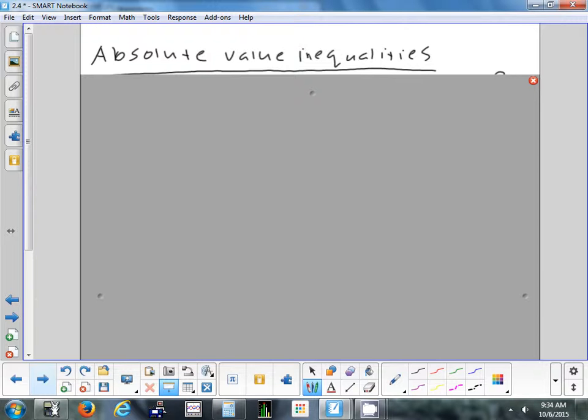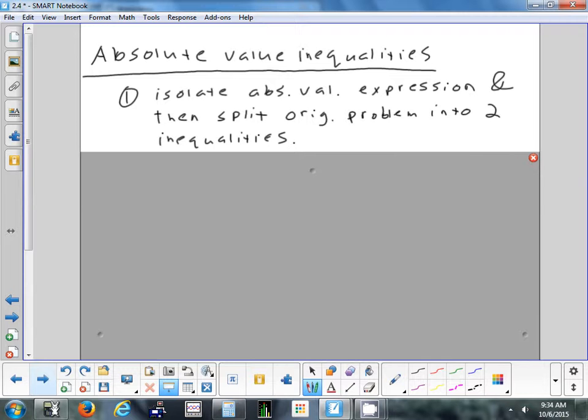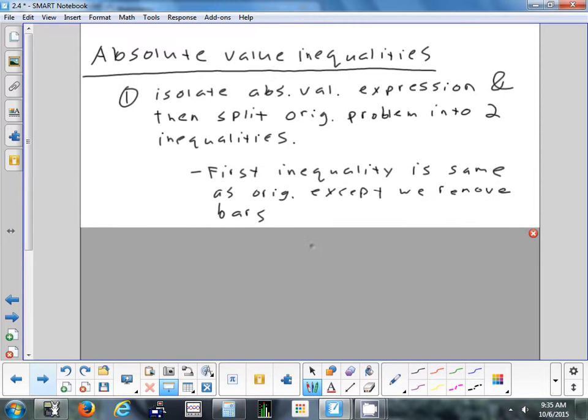I think this is the last thing before we just do some more graphs. Okay, graphing, or even solving algebraically, absolute value inequalities. Pretty much the same as we did yesterday with absolute value equations. You're going to take the original problem and split it into 2. In fact, the first step is exactly the same as what we did yesterday: take the original problem, copy it down, just take out the bars. That's one of the problems you're going to solve.